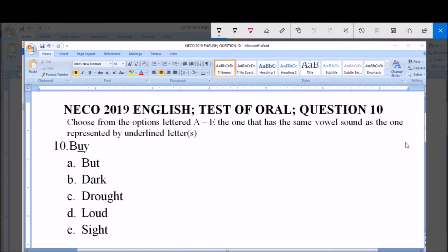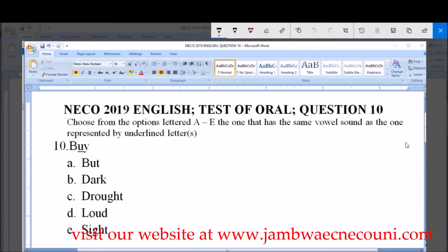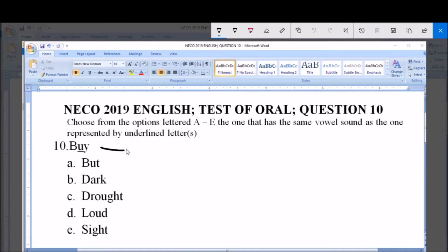Test of oral. Question number 10. We are using the same instruction to answer. We're looking for a word among the options that has the same vowel sound as in the given word, particularly the underlined letter. And the given word here is by, and the underlined letter is letter U. So by is transcribed as this I sound.